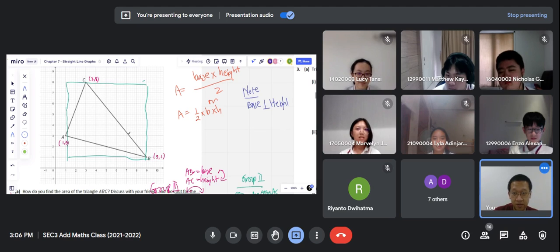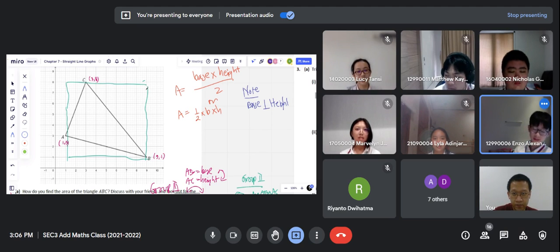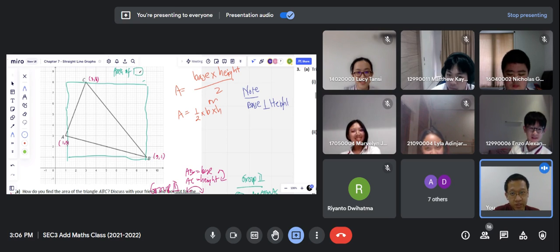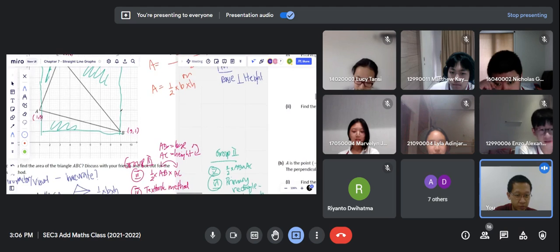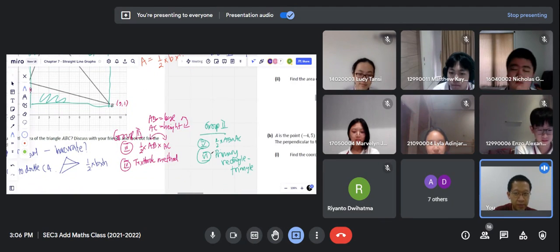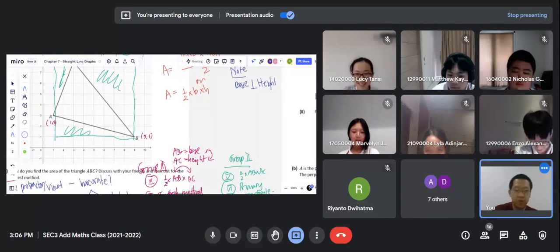Okay, like this. And then you minus the triangles outside the triangle, but still inside the rectangle. So you find the area of the rectangle first. That's it. And then you minus the remaining parts. Okay, can you guys imagine that? The rest of you, I don't know how to put it into words. Enzo mentioned this as the primary rectangle triangle thing.